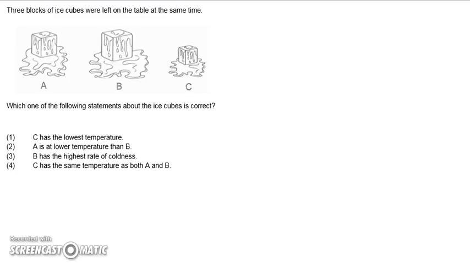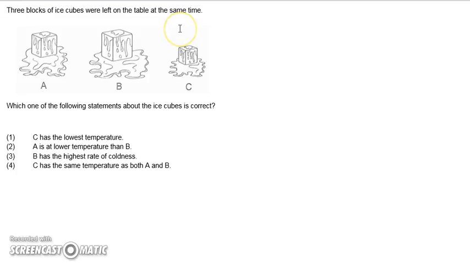Now, an ice cube is usually below zero, but we can't really tell what the temperatures are. Okay, this could easily be anything below zero. So could this one be anything below zero? So this one could be anything below zero. So we can't really tell which one is the lowest temperature.